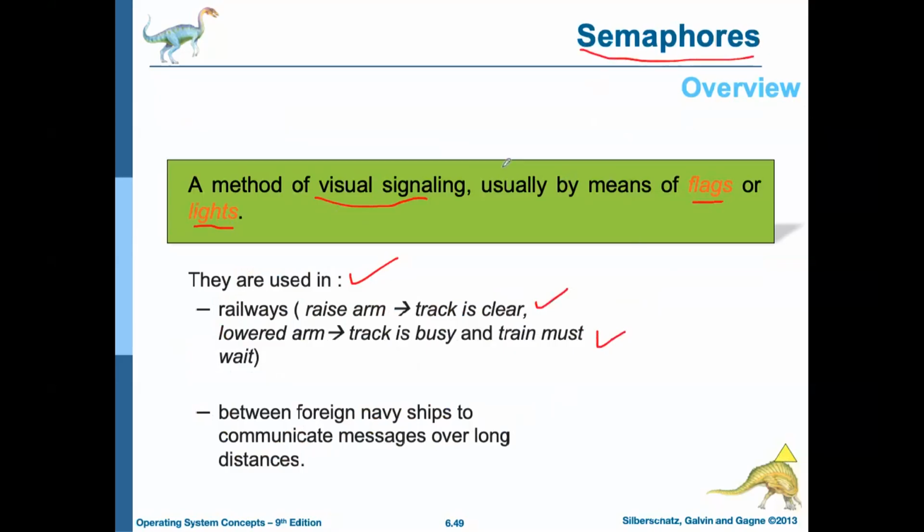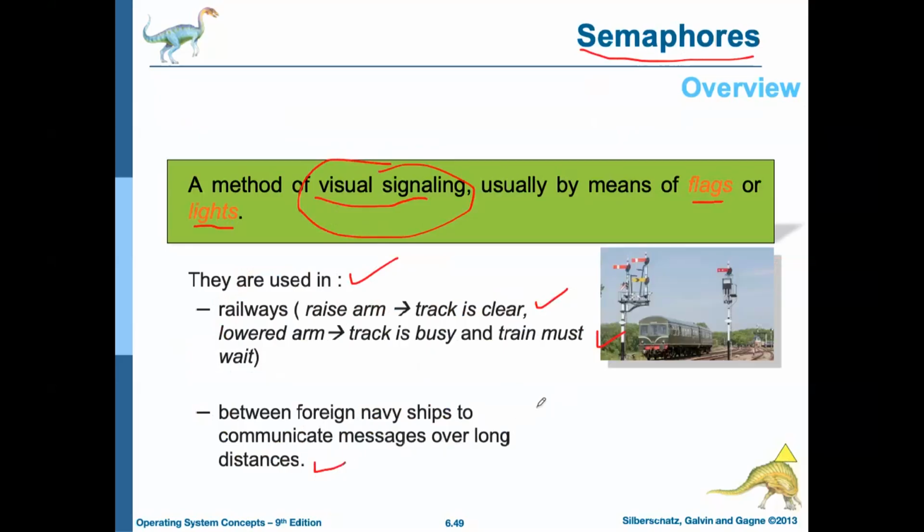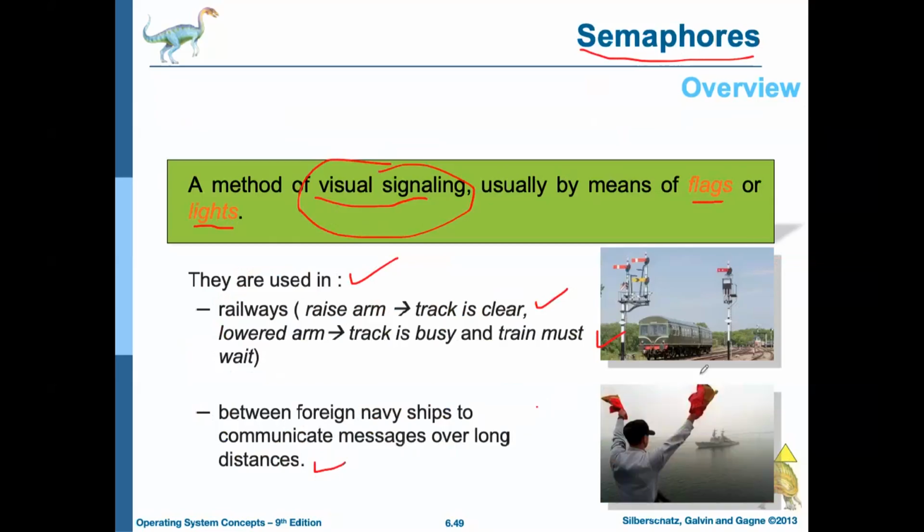So what kind of thing is this? It uses visual signaling. This is the analogy for explaining the semaphore. Another analogy they use is between foreign navy ships, to communicate messages over long distances. This example, this picture, and also this.